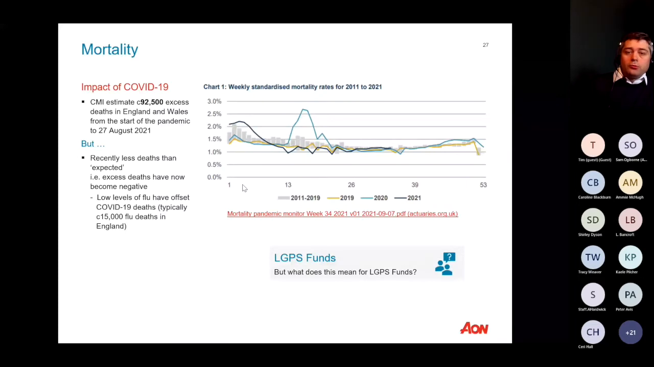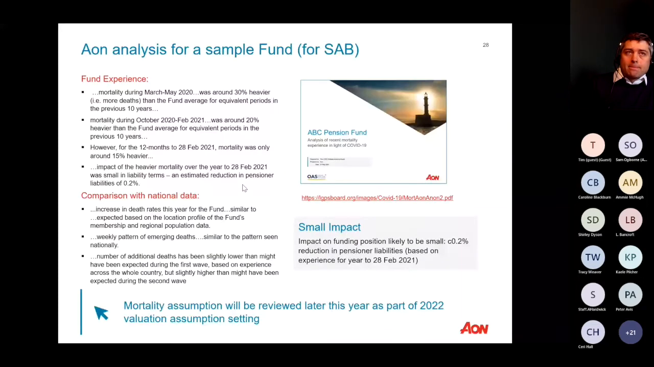So if we move to the next slide, which is quite wordy and there's quite a lot of information on, so I won't talk through them all, but these are some findings from a study that our team at Aon carried out in respect of one of our other LGPS funds. We found that whilst deaths were much higher than expected over the year to the end of February 2021, about 15% higher.